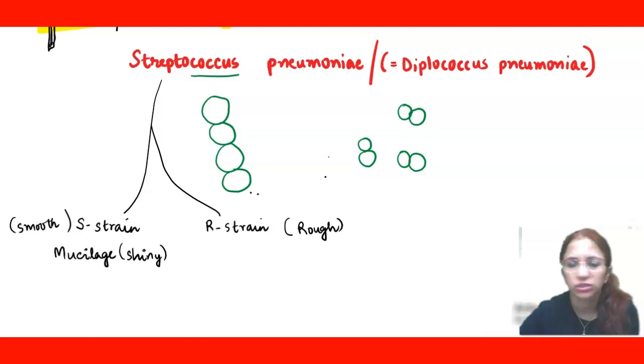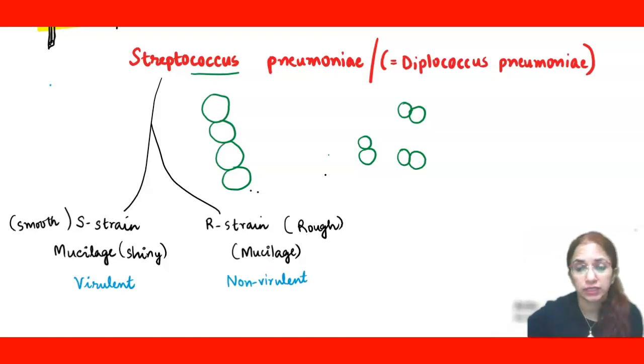Mucilage is anything which is sticky in nature, and this smooth or S strain bacterium had mucilage which gives it the shiny appearance, whereas mucilage was absent in the case of the R strain. That is why it was rough in look. Another important thing, the S strain was virulent in nature. Virulent means it was harmful, whereas the R strain was non-virulent in nature.